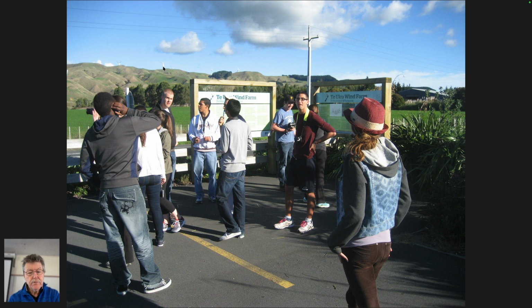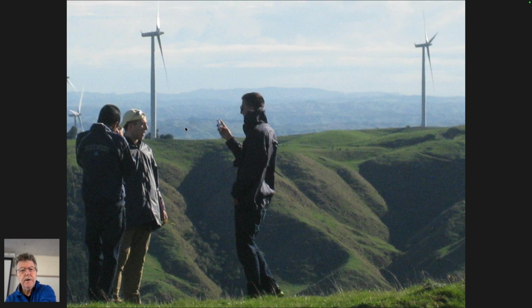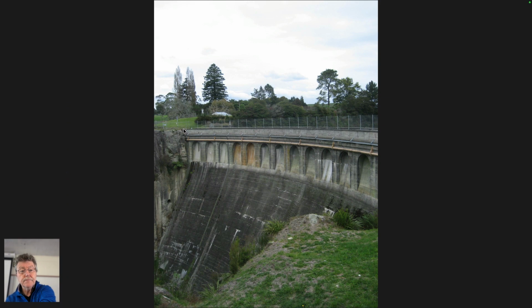A place called Raglan, which is a wind farm with cabooses to stay in, and wind turbines on top of the hill, very large turbines.